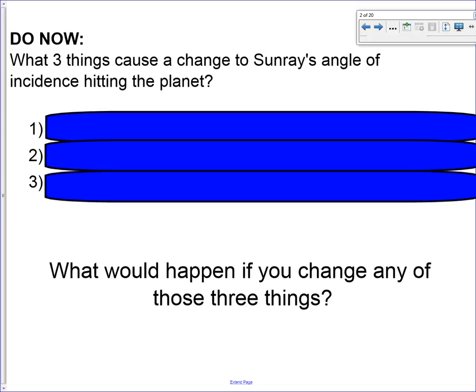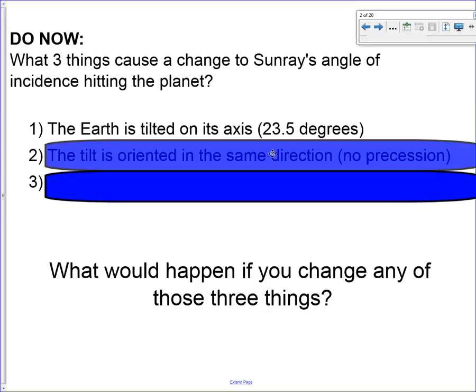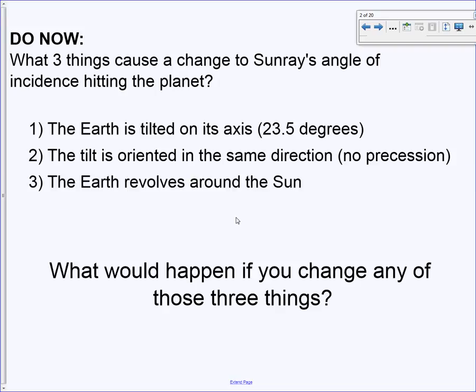Hi, welcome to our second lecture in this chapter on Earth patterns that result from revolutions and rotations. We're just going to quickly review what three things cause the change to sun rays' angles of incidence hitting a planet. First is that the Earth is tilted on its axis at 23.5 degrees. Second is that tilt is oriented in the same direction, and there's no precession, meaning that it doesn't wobble like a top. And third is that the Earth revolves around the sun.